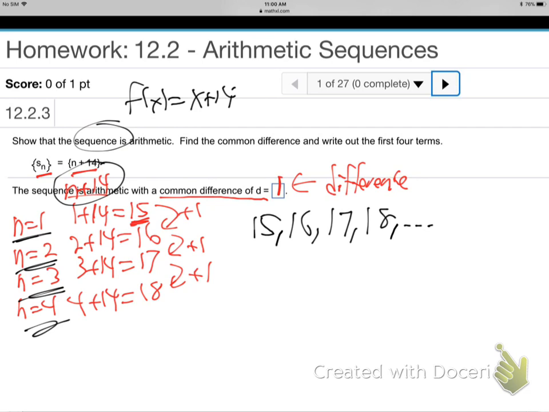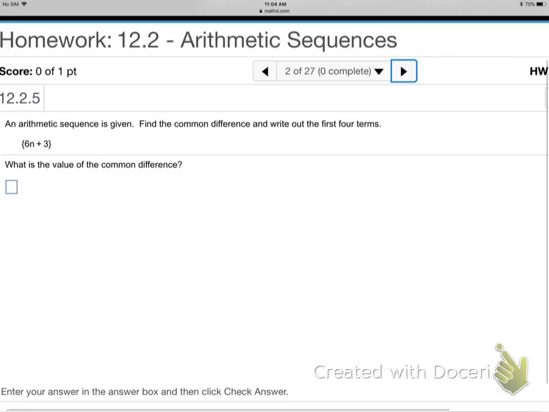Good question. By that logic, wouldn't every sequence be increasing by 1? No. If they put a 2x here, okay, that would change what the jump is. Yeah. All right. Let's see another one.